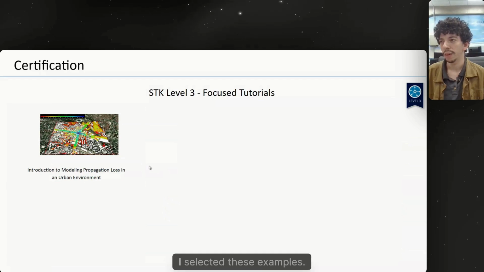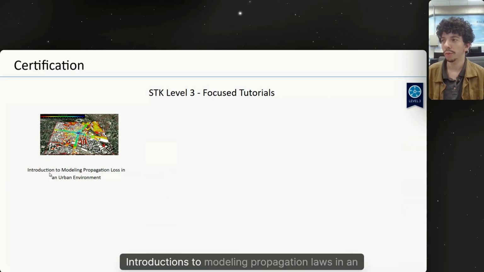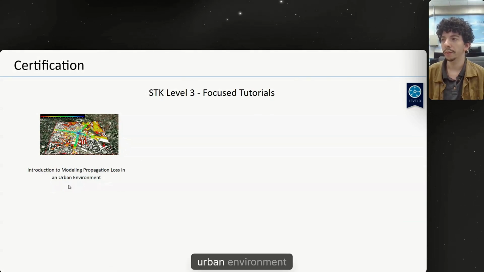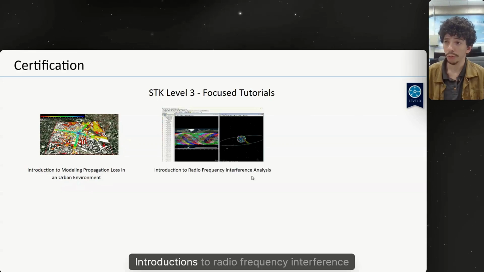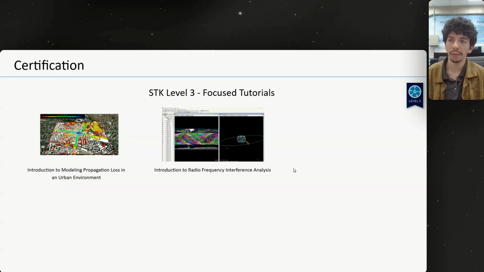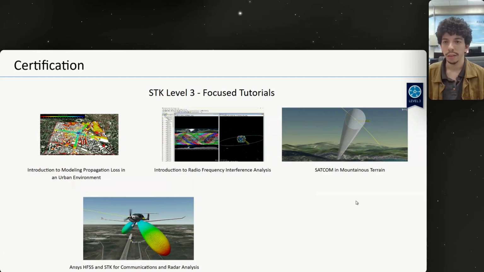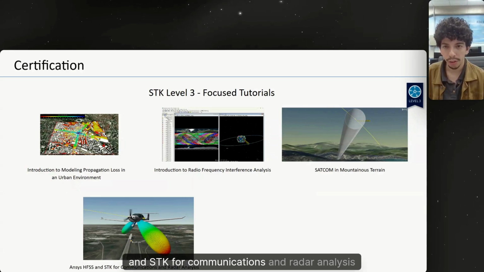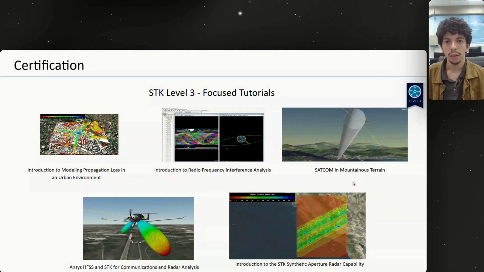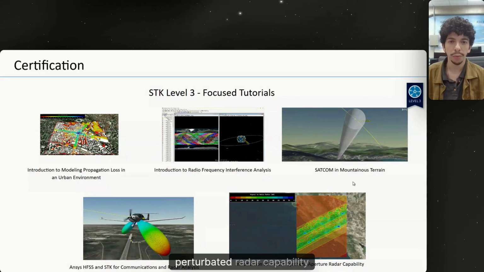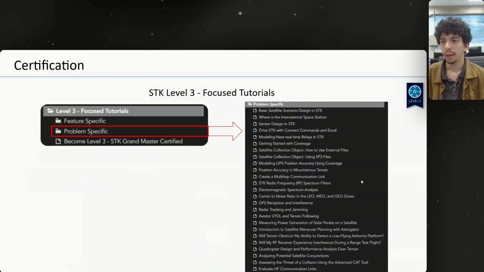I selected these examples: introductions to modeling propagation loss in an urban environment, introductions to radio frequency interference analysis, SATCOM mountain steering, and again ANSYS HFSS and STK for communications and radar analysis, and introductions to the STK synthetic aperture radar capability. In the second case, problem specific, we have many scenarios again.